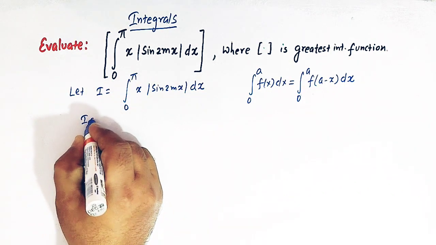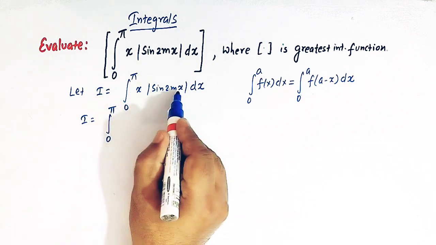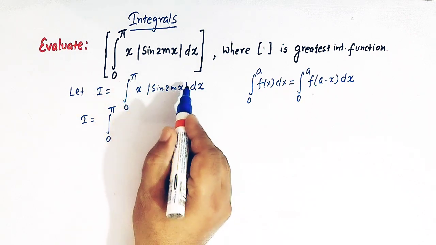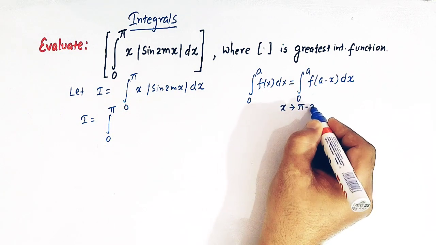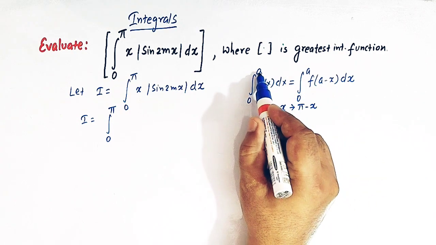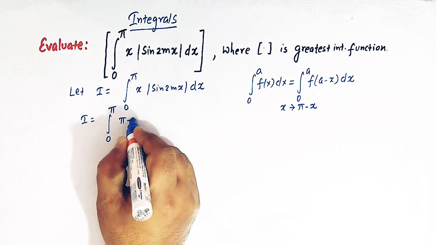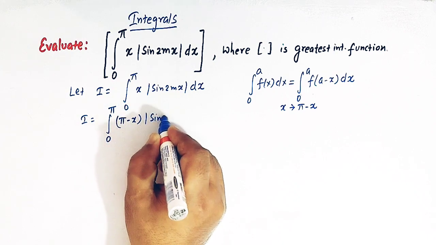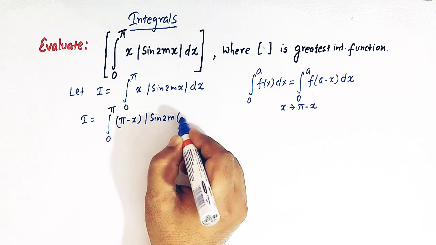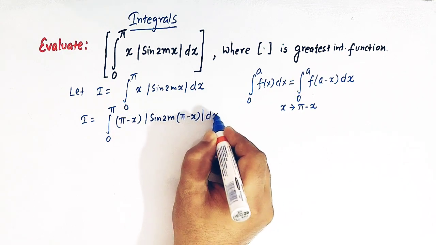So we'll get I, and we'll replace x by pi minus x, because here a is pi. So we have pi minus x times mod of sine 2m times pi minus x.